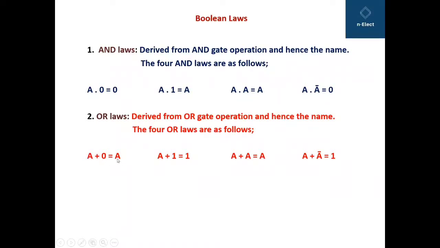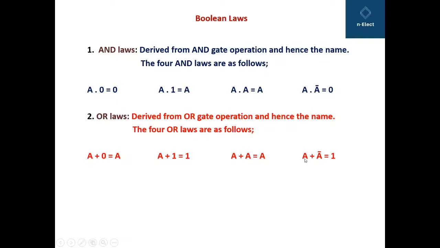That's why we write A here. A plus 1 you will always get 1, because one of the inputs of the OR gate is 1. You need not consider the second input, whether it is 0 or 1. In all cases, 0 plus 1 is 1 and 1 plus 1 is also 1. A plus A always gives A, because it depends on whether it is 0 or 1. So 0 plus 0 is 0 and 1 plus 1 is 1.